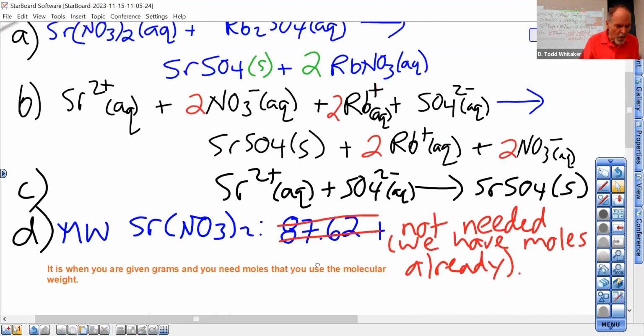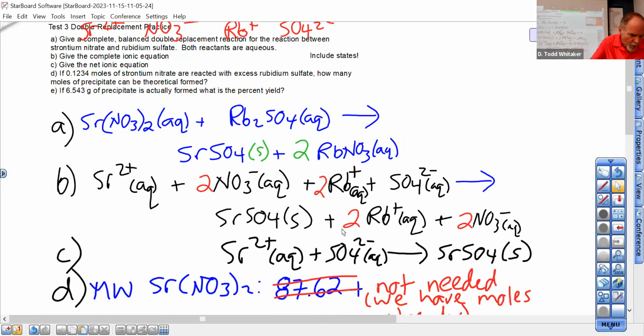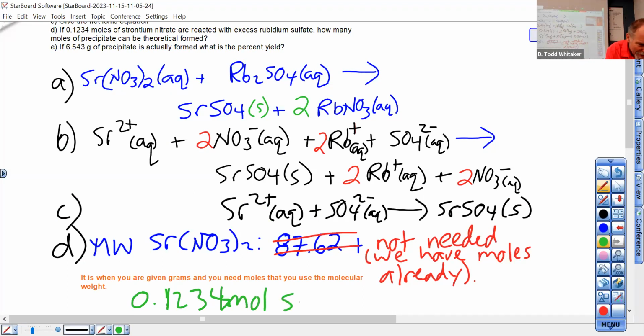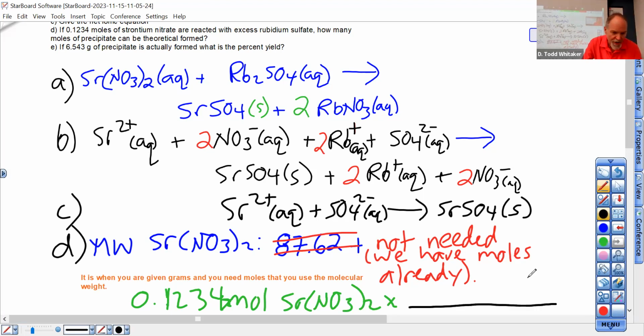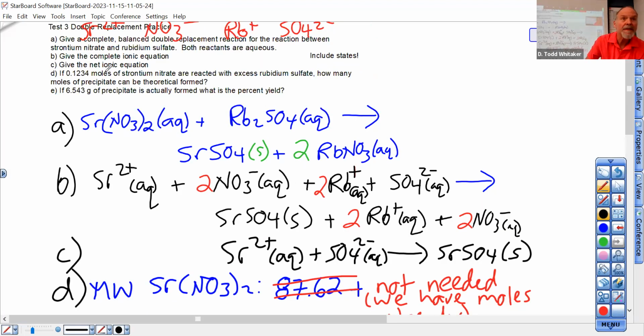So we already have moles, and it says 0.1234 moles. Hey, you got moles of one substance. What can you do right away? Go to moles of another substance. You better keep track of what substance you're talking about, or you won't go anywhere. Once you have moles, you can go to moles of something else. And what's the something else we care about in this question? Precipitate. And you identified that as strontium sulfate.